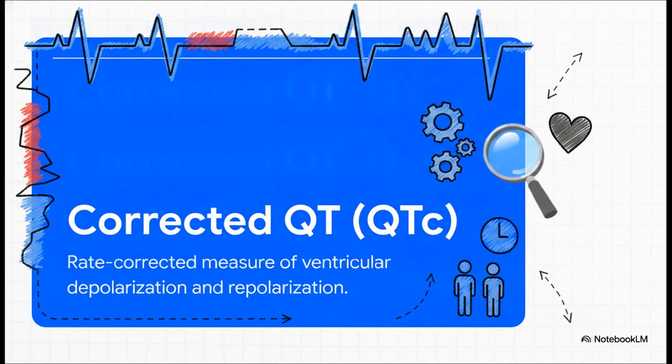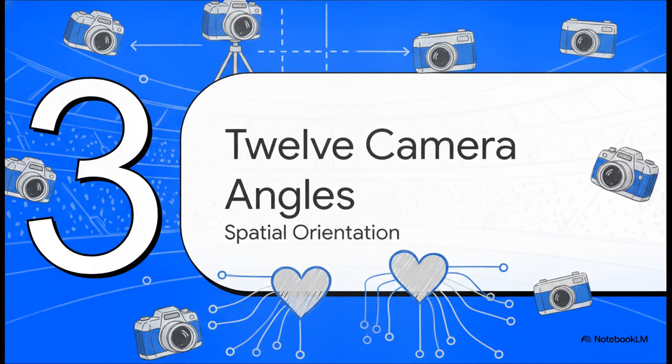Now, while we're talking about intervals, there's one measurement we absolutely cannot ignore: the corrected QT interval, or QTc. This captures both ventricular depolarization and repolarization. Since this time frame naturally changes depending on how fast your heart is beating, we have to use a mathematical adjustment, commonly the Framingham formula, just to standardize it. Why is this so crucial? Because a prolonged QTc significantly ramps up the risk of sudden cardiac arrest. Based on the source data we're looking at, the proposed upper normal limits are 460 milliseconds for women and 450 milliseconds for men. Let's jump to Section 3, 12 camera angles, and getting our spatial orientation down.